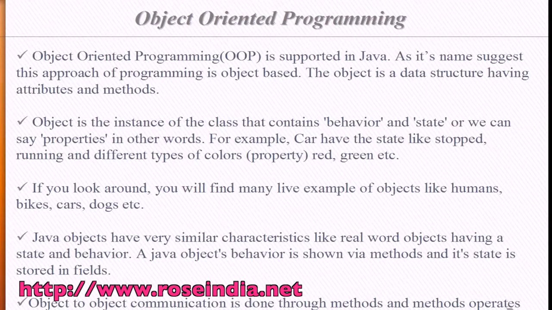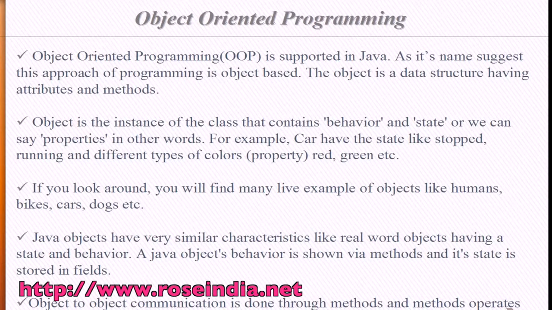Object-oriented programming is supported in Java. As its name suggests, this approach of programming is object-based. The object is a data structure having attributes and methods. An object is an instance of a class that contains behavior and state, or we can say properties in other words.